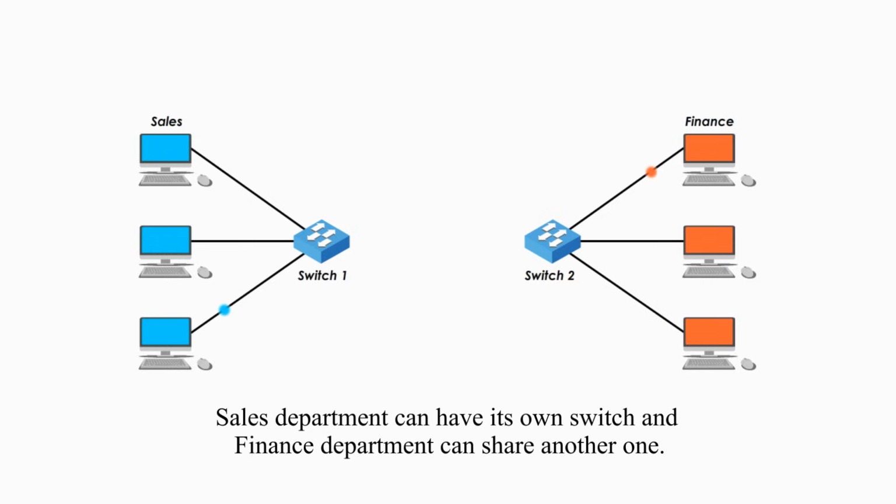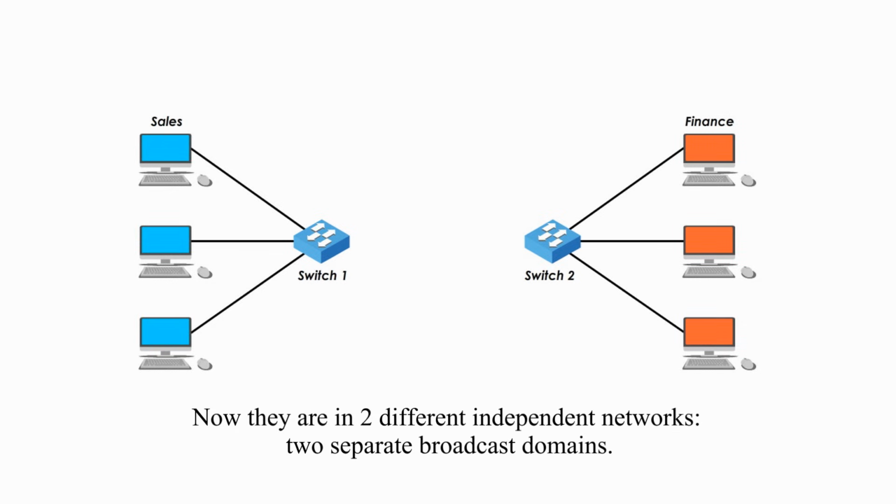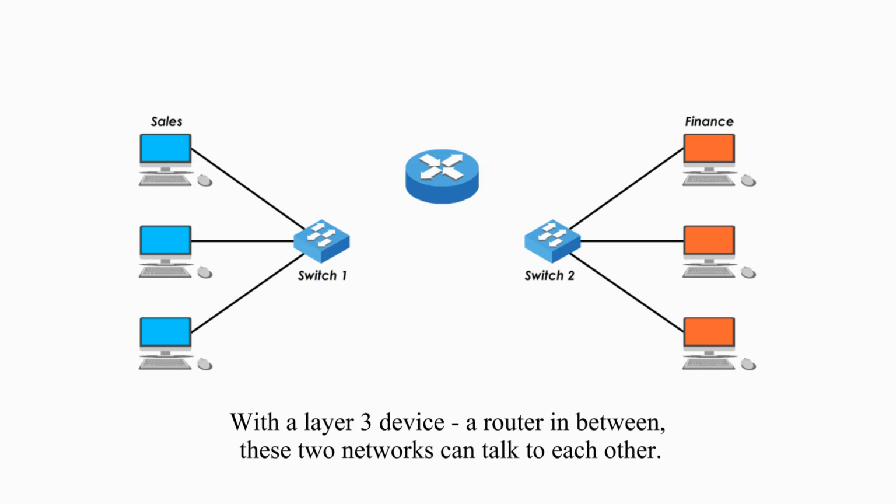The sales department can have its own switch and the finance department can share another one. Now they are in two different independent networks, two separate broadcast domains. With a layer 3 device, a router in between, these two networks can talk to each other.